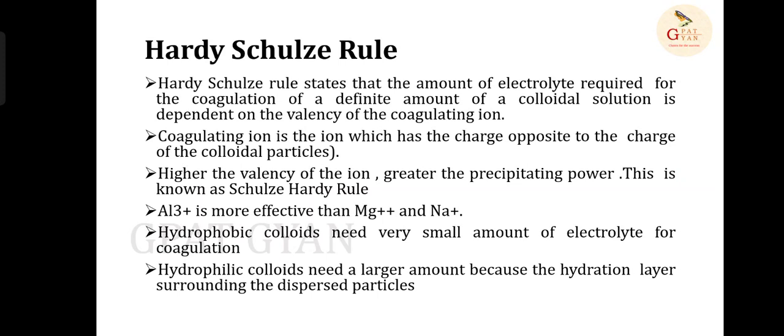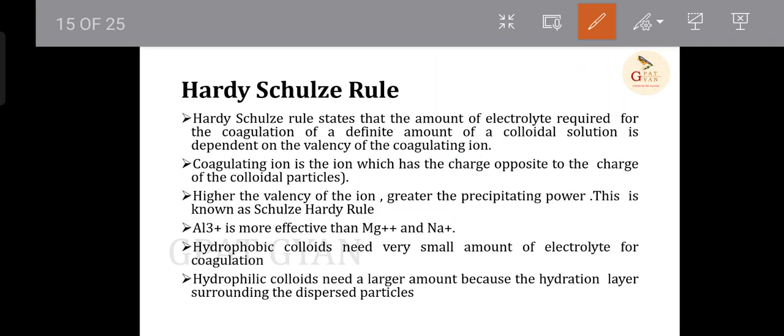So what is actually stated? The rule states that the amount of electrolyte required for coagulation, which is also a kind of aggregation or agglomeration, is the same kind of process, like you have heard about blood coagulation. That is a little bit different concept, but you can still call it agglomeration or aggregation. The amount of electrolyte required for coagulation of a definite amount of colloidal solution depends on the valency of the coagulating ion. If the valency is more, the precipitating power is greater. That is the important line from the Hardy-Schulze rule.